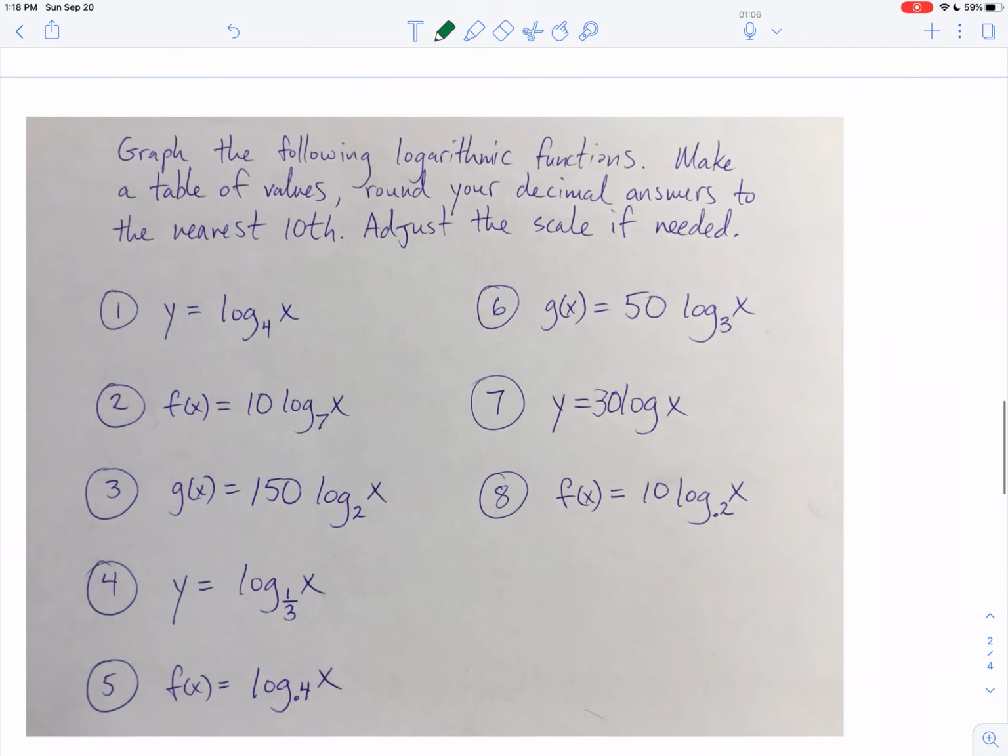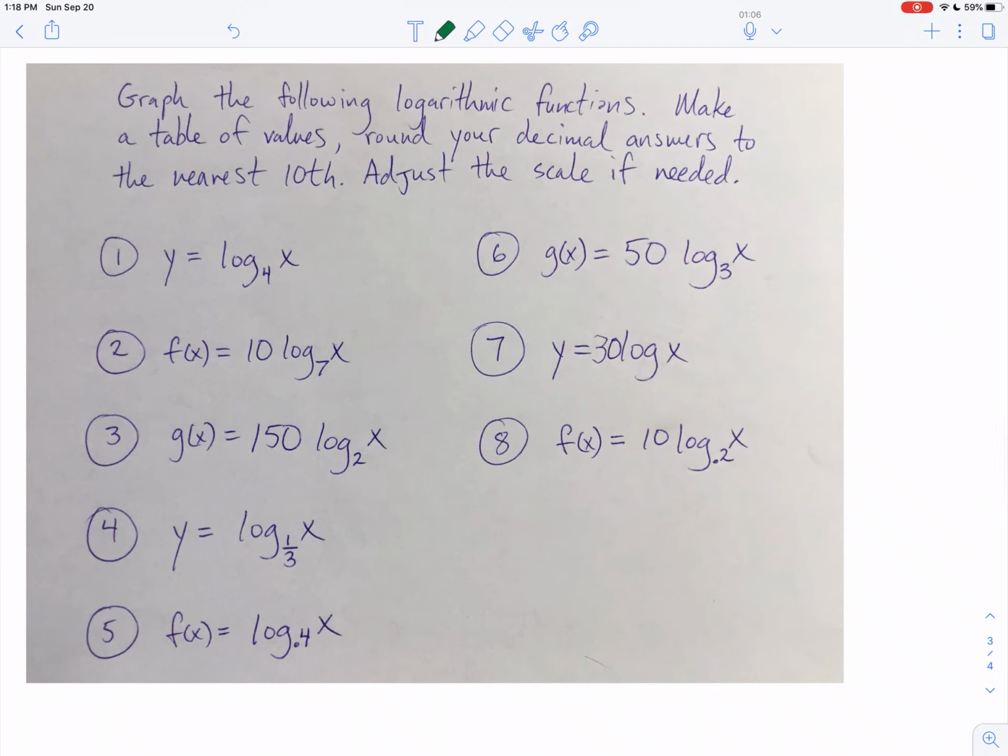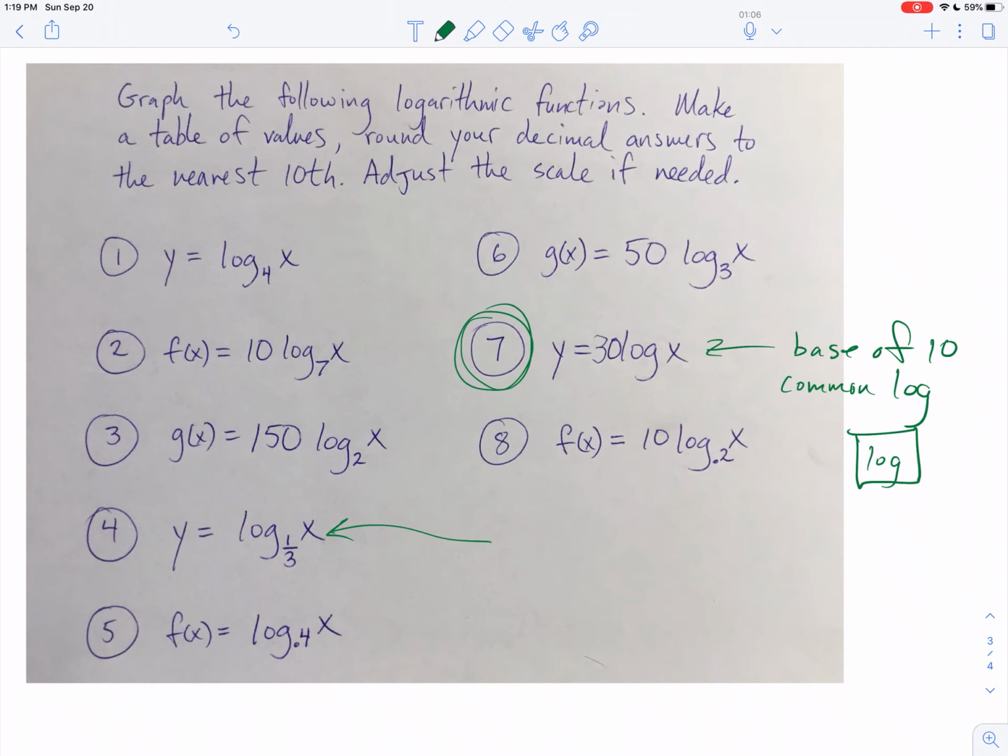Here are these questions. So there's 8 of them here. And you will notice that every single problem here has a base written in, except for one of them. There's no base written in, which means this thing would have a base of 10, which is called the common log. And this is already programmed into your calculator, so you don't have to do any trickery with it. That's the button log, what it was designed for.